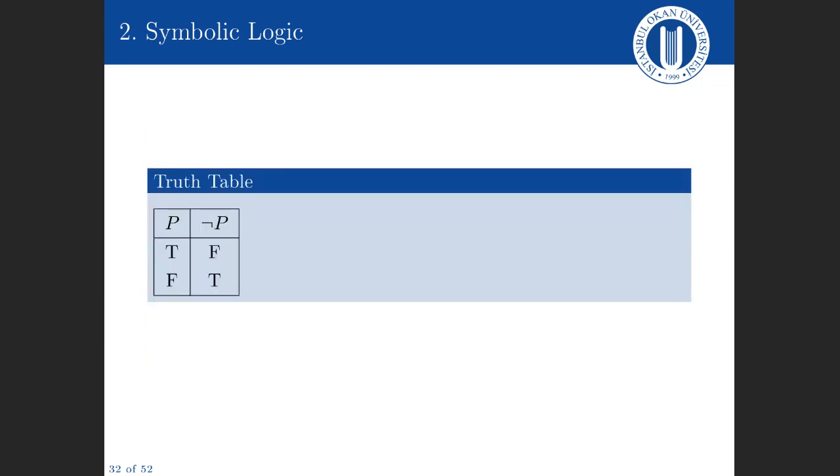A truth table for not is quite simple. If P is true, then not P is false. If P is false, then not P must be true. Not P is always the opposite of P.